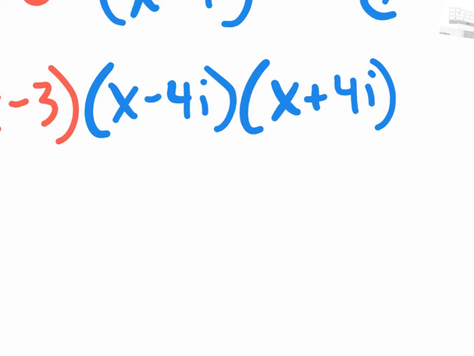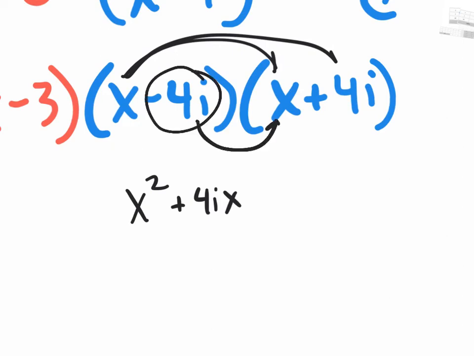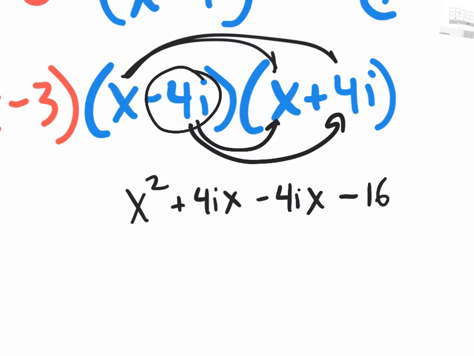Check it out. If I go x times x, that's x squared. X times positive 4i, you can't really do that. Let's just rewrite it. It's going to be a positive 4i with an x at the end. And then let's now distribute negative 4i times x. You can't really do that. Let's just rewrite it. Negative 4i with an x. And negative 4i times positive 4i. A negative times a positive is a negative. 4 times 4 is 16. And i times i is i squared. And we should all remember that i squared is really a negative 1.